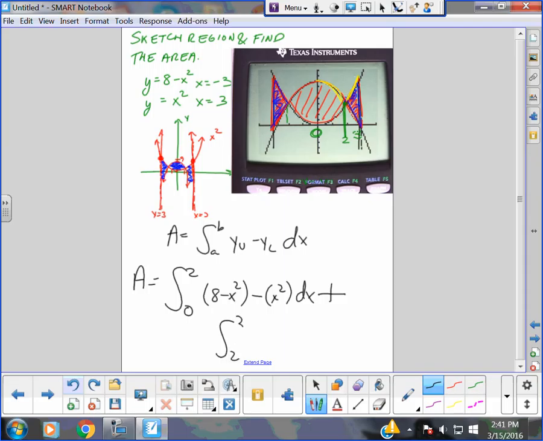I got to go 2 to 3 now. Do you guys agree? And now the upper curve changes. It goes to the parabola minus the regular, the parent function parabola, minus the flipped, shifted up parabola dx. And everybody, there it is. That's going to give us the area.